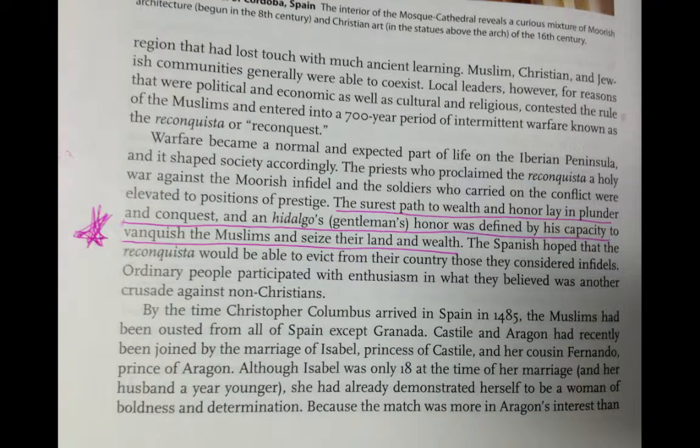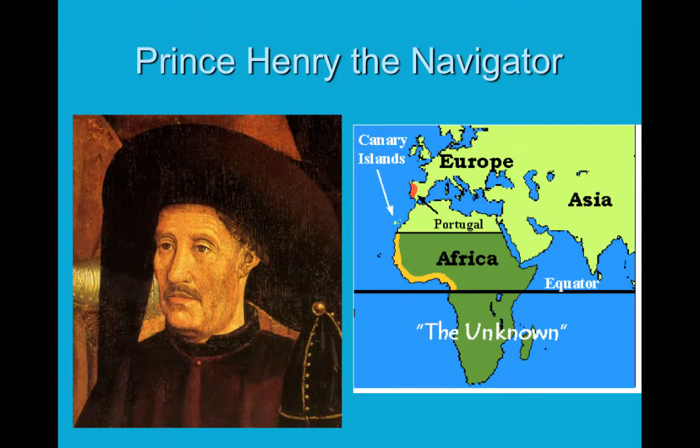This Reconquista is very important. The surest path to wealth and honor, says a recent book, lay in plunder and conquest. And an hidalgo's, or gentleman's honor, was defined by his capacity to vanquish the Muslims and seize their land and wealth. Indeed, that is the case.